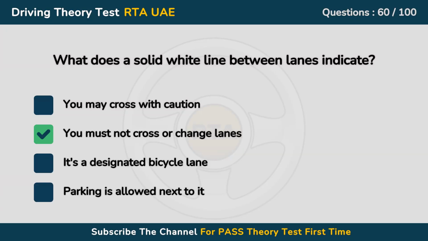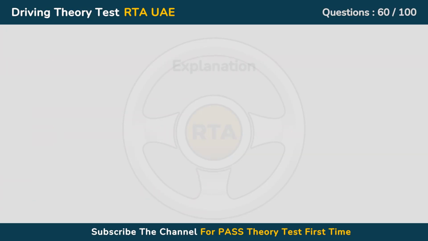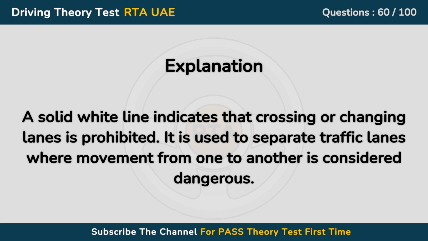Answer is B. You must not cross or change lanes. A solid white line indicates that crossing or changing lanes is prohibited. It is used to separate traffic lanes where movement from one to another is considered dangerous.